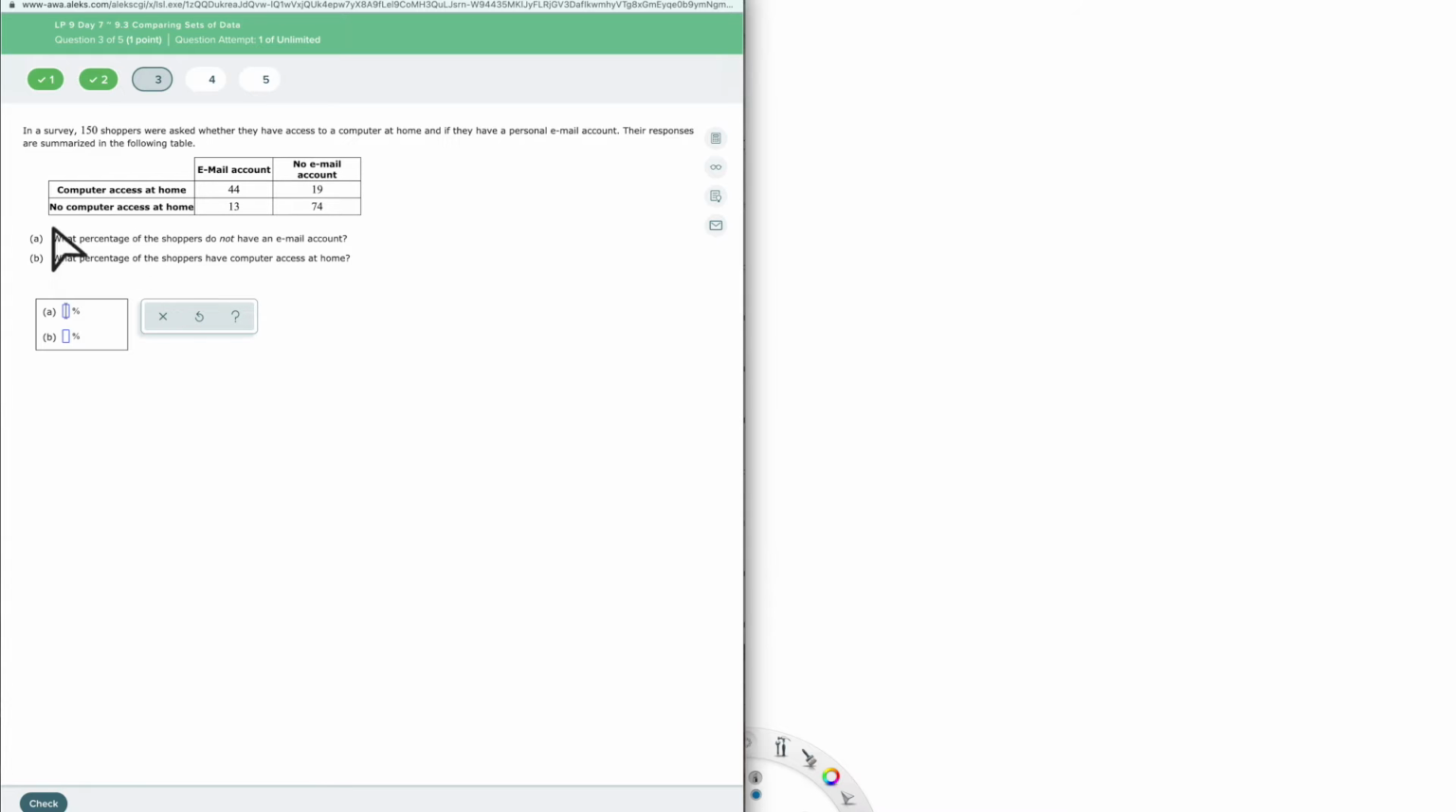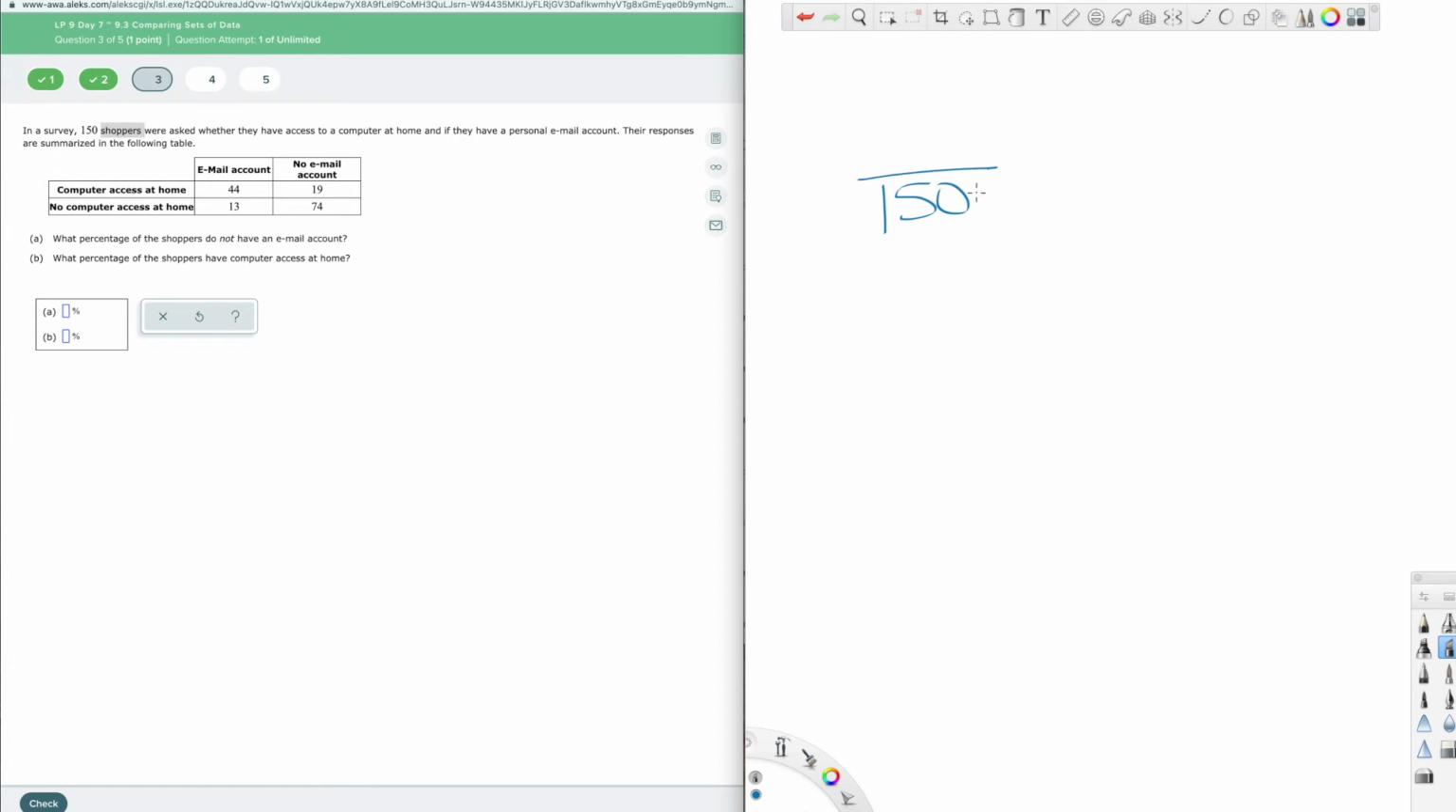All right. So what percentage of the shoppers do not have an email account? So now we're looking at percentage. So what we want to do is look at total over the piece, the one piece we're looking at. So if it says what percentage of the shoppers, well, that's all of them. How many shoppers did we ask? I know it's only going to let me highlight shoppers here, but I'm looking for that 150 before. So we asked 150, how many of those shoppers do not have an email account? So I'm going to go to no email. I don't want just 19 or 74. I want to know all together how many do not have an email account.